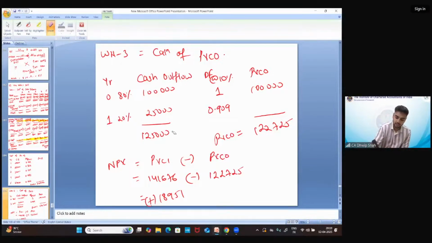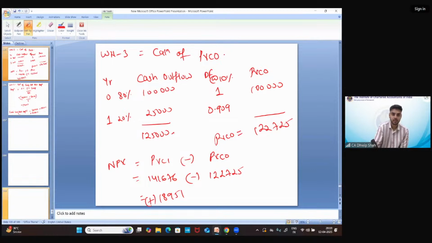So the question says that total cash outflow is 125. But the entire 125 is not incurred at the start. Only 80% is incurred at the beginning. So 80% of 125 is 1 lakh. And since it is incurred at the beginning, you don't have to discount. The balance 20% is incurred at the end of year one. So that we need to discount because it is getting incurred at the end of a further year. So 25,000 into 0.909, 22,725. Understood? Is there any doubt in this question?